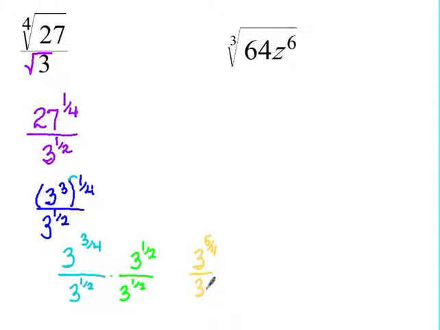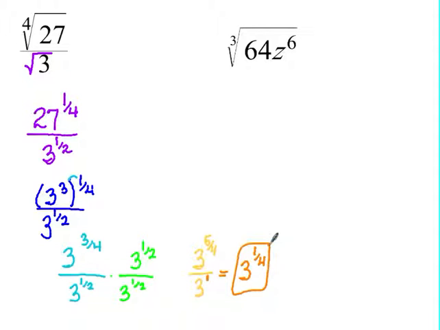You get 3, right? Is that in simplest form? No. What would simplest form be? 5/4 on the top, 1 on the bottom. What's your net result? 3 to the 1/4 power.